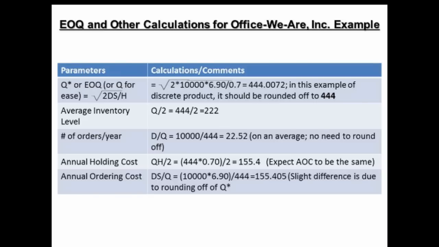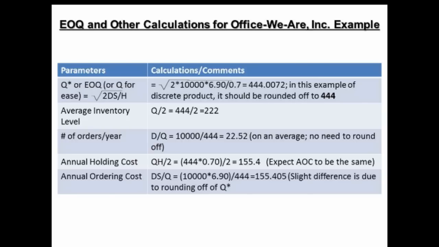Annual holding cost, the formula for that is QH over 2. Plugging in all the values, you will get 155.4. Without doing the next part of the calculation, I expect annual ordering cost to be the exact same number, so let's go ahead and do it. Annual ordering cost is DS over Q. D is 10,000, S is 690, and Q is 444. When you do the calculation, you get 155.405. There's a slight difference, and that is due to the rounding off error.